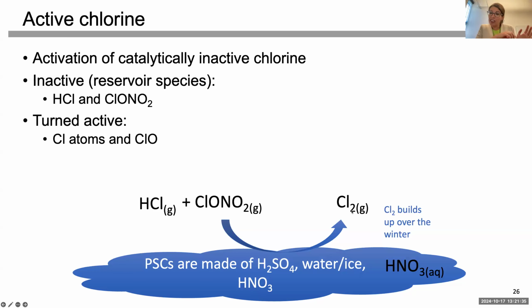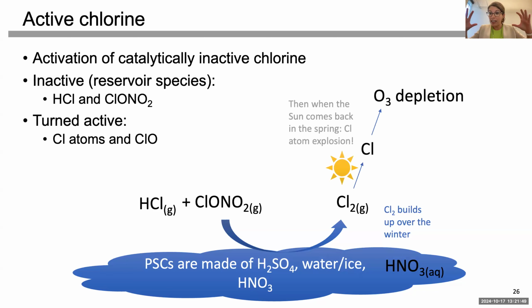Now, remember, in Antarctica, they go 4 months with no sunlight, right? It's dark for 4 months. So this chlorine builds up and builds up and builds up because there's no light. And then the light comes up in the spring, and that's September for the southern hemisphere. So in the springtime, there's just this burst of chlorine radicals that just eats up the ozone.